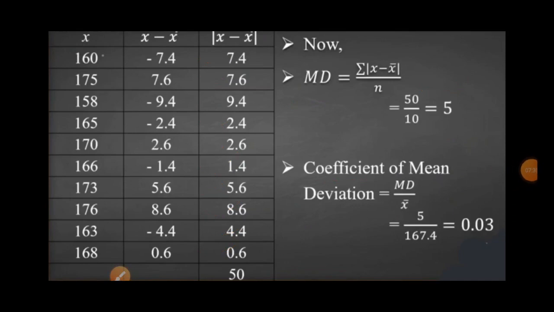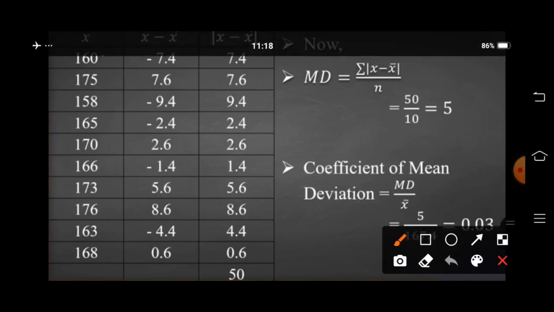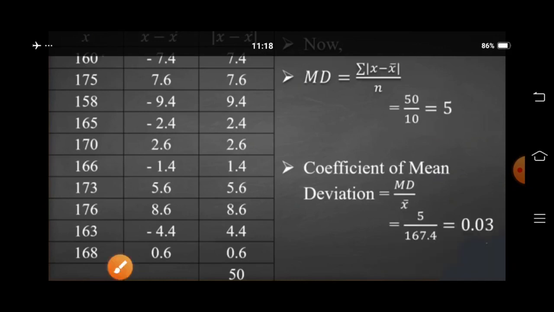Coefficient of mean deviation equals MD, mean deviation, divided by x bar. Mean deviation is our 5. X bar we have already found out, 167.4, equal to 0.03.